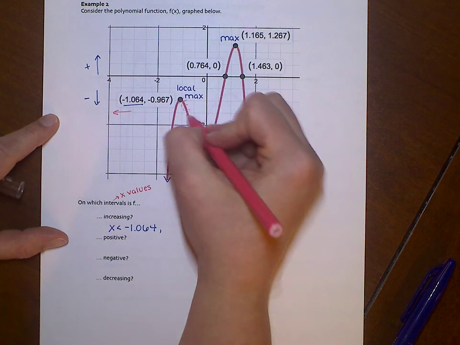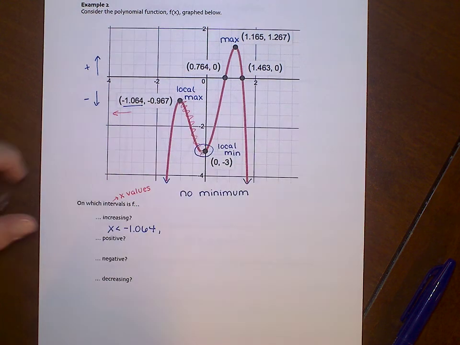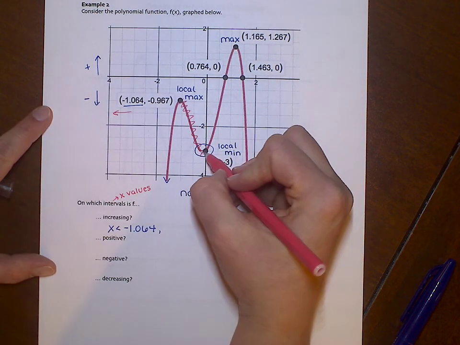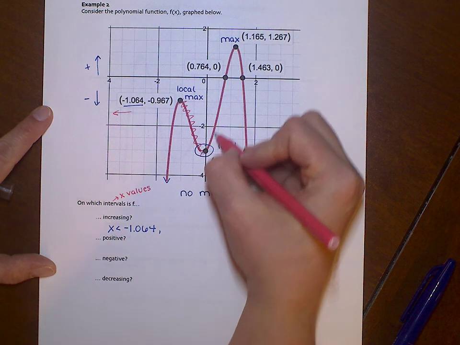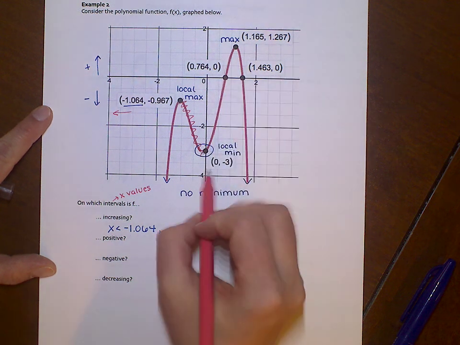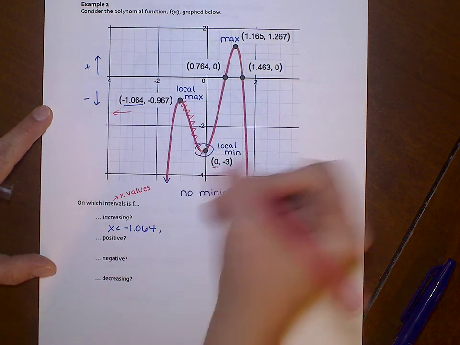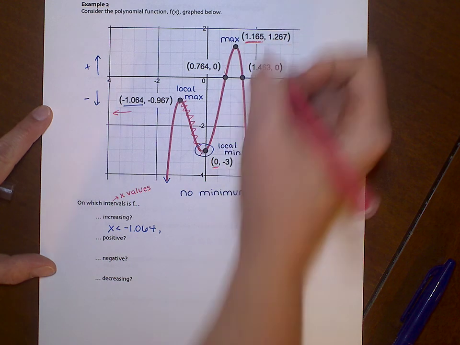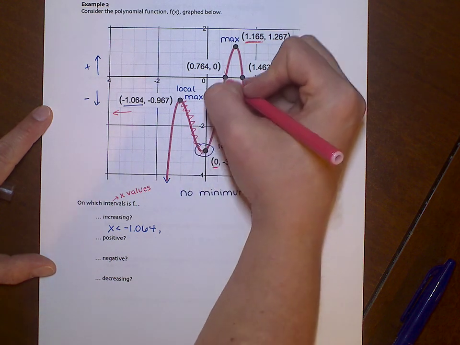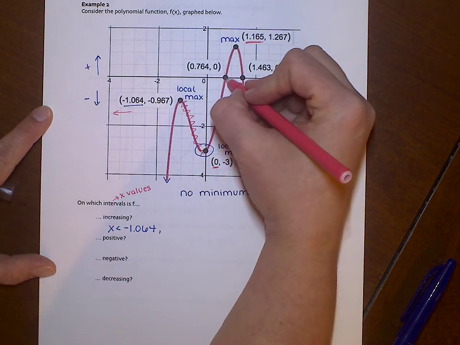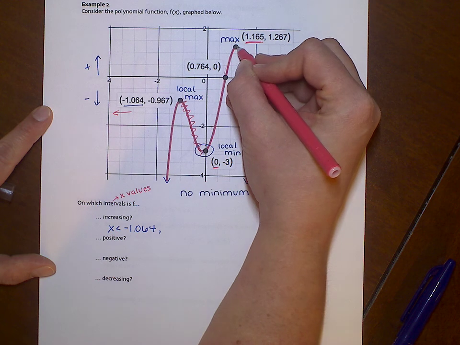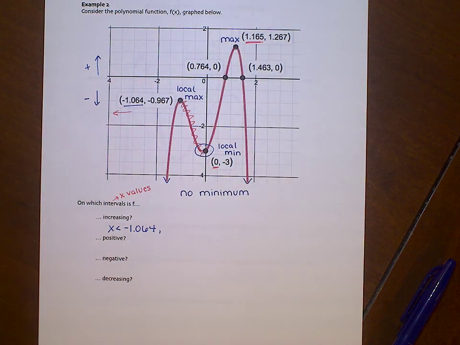Then we hit this little chunk here where it's decreasing, it's getting smaller. And then starting from this local minimum, you'll notice it's increasing again. So it increases from 0 to this 1.165. So it increases, it crosses the x-axis, it hits a 0. But it continues increasing all the way until it gets to this maximum.